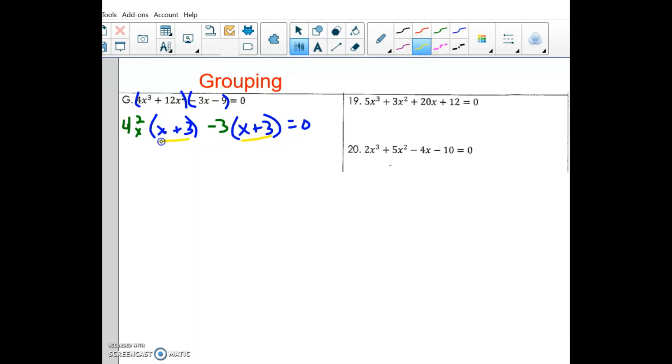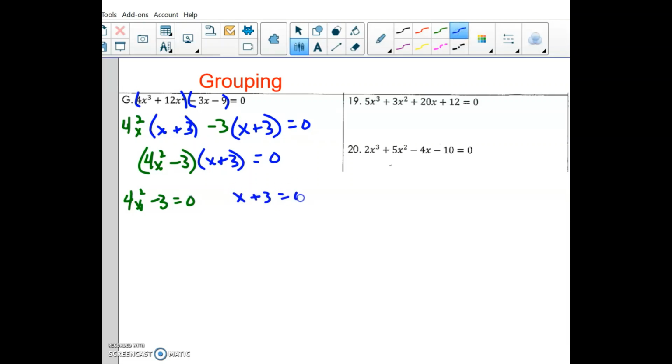My two parentheses are the same, so I can bring these two down to 4x squared minus 3 as the two GCFs, and then the same, which is x plus 3. Keep that equal to 0. We now separate the factors. 4x squared minus 3, keep it equal to 0. x plus 3 equal to 0. And we need to solve each of them however we can.